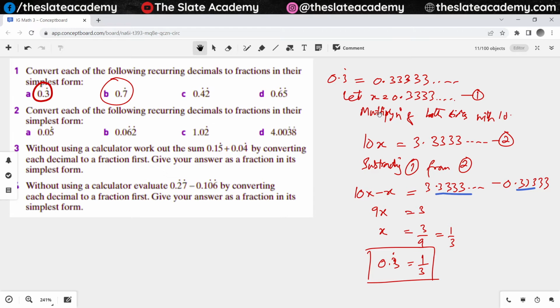Miss Noor, you joined in the middle of the question. Do you know how to solve recurring decimals? Please go ahead and solve question number 1B and let me know your answer.